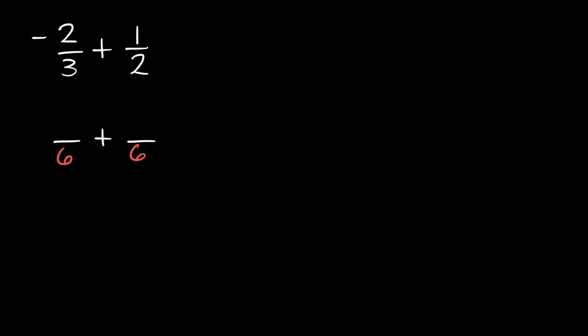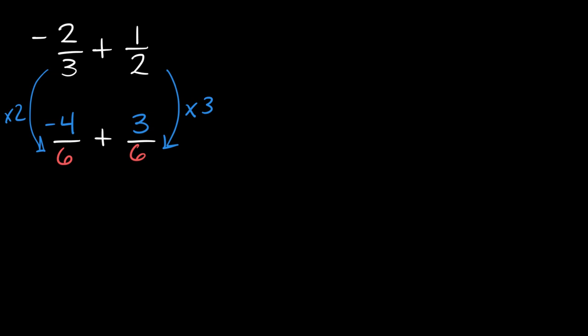So what I do is I figure out, well, how many times does 3 go into 6? And 3 goes into 6 2 times. So I multiply negative 2 times 2, and I get negative 4. And I do the same thing here. How many times does 2 go into 6? 2 goes into 6 3 times. And I multiply the numerator, 1 times 3, and I get 3.